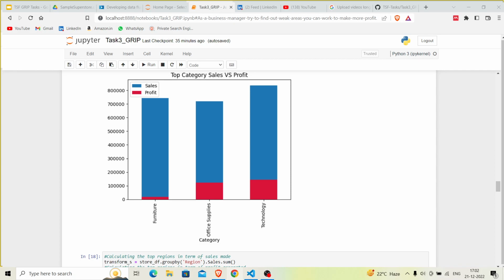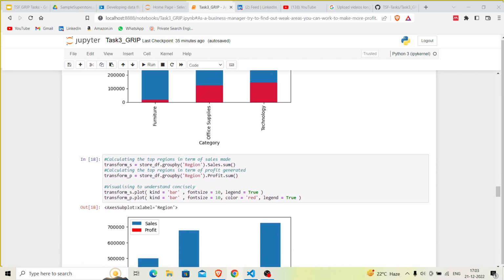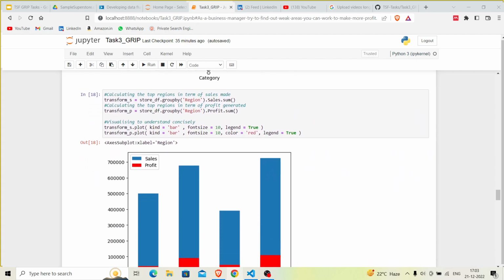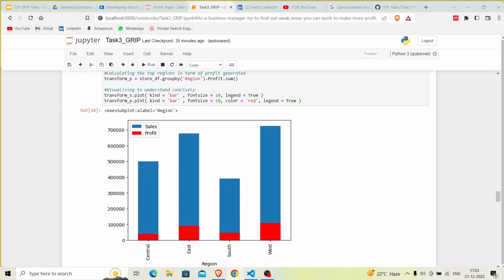So what we can see is furniture sale is high, but the profit generated is very low. And in technology and office supplies, what we see is the sale is high, and the profit generated is also high. And after that, I am trying to see the sale versus profit with different regions.